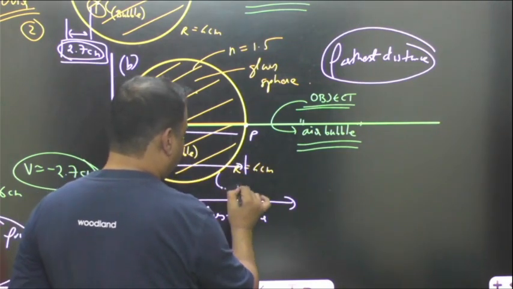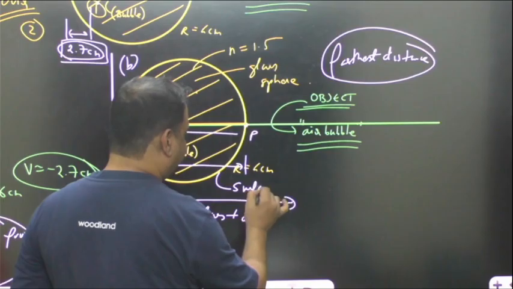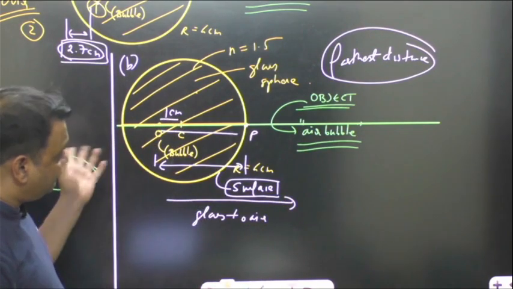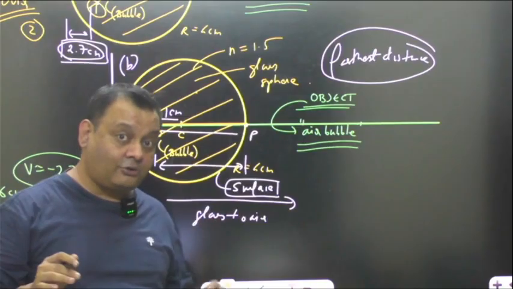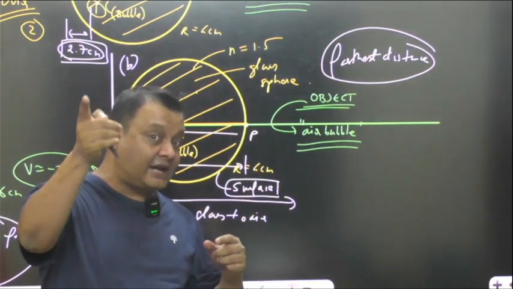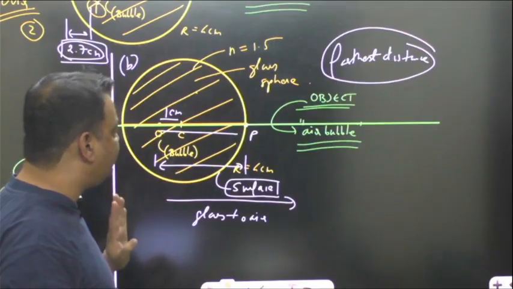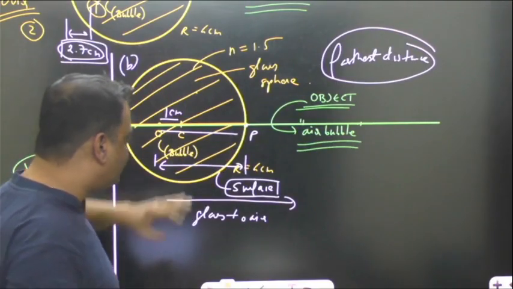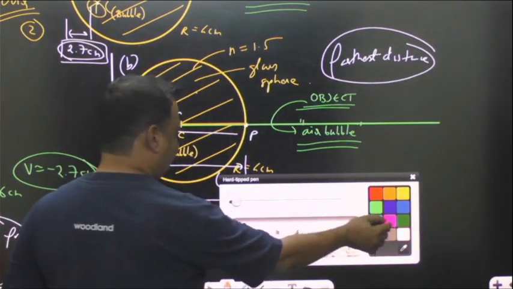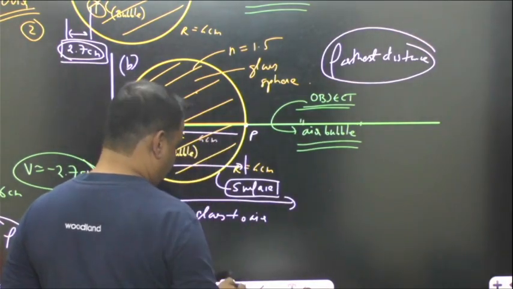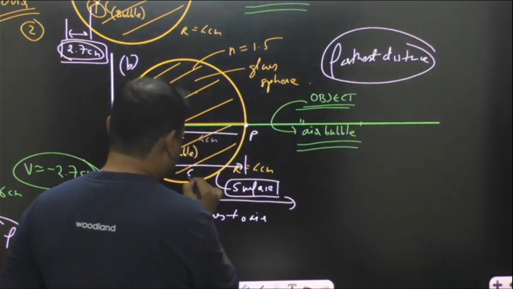Now this is the refracting surface for case 2. So we have to measure the distances from the pole of the refracting surface. In case 1, the left surface was the refracting surface. In case 2, the right surface is the refracting surface. So that was 1 centimeter, this is 4 centimeter. So this comes to be how much? 5 centimeter.